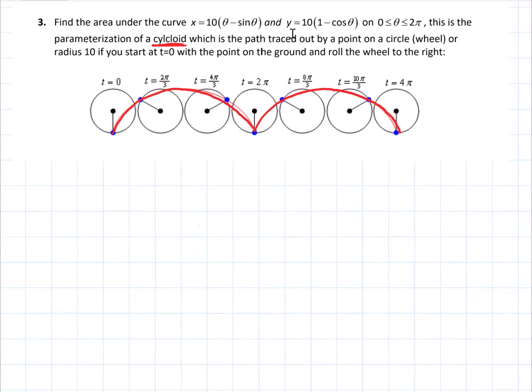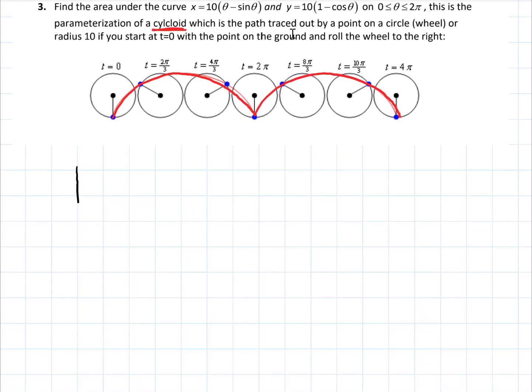and let's figure out what would be the area of that cycloid from 0 to 2 pi.